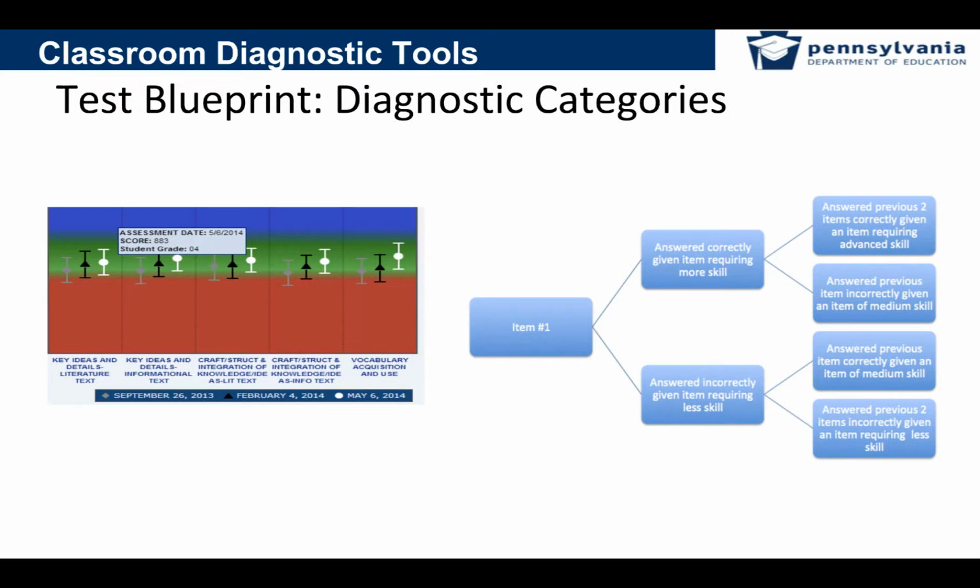Let's look at the test blueprint to understand a little bit more about the CAT. So in the classroom diagnostic tool, there are diagnostic categories. They are the same as reporting categories in the PSSA or the Keystone exam. The example on the left shows the reporting categories for the PSSA ELA test, but they're also the diagnostic categories for the CDT ELA test.